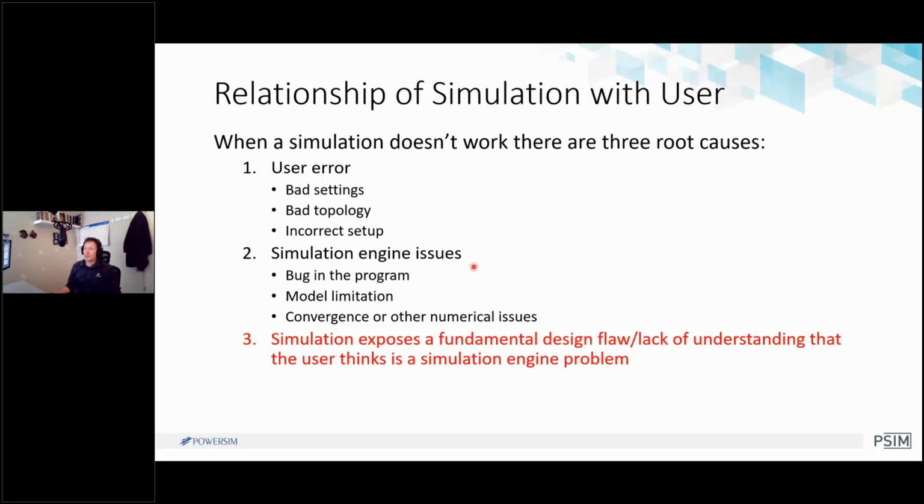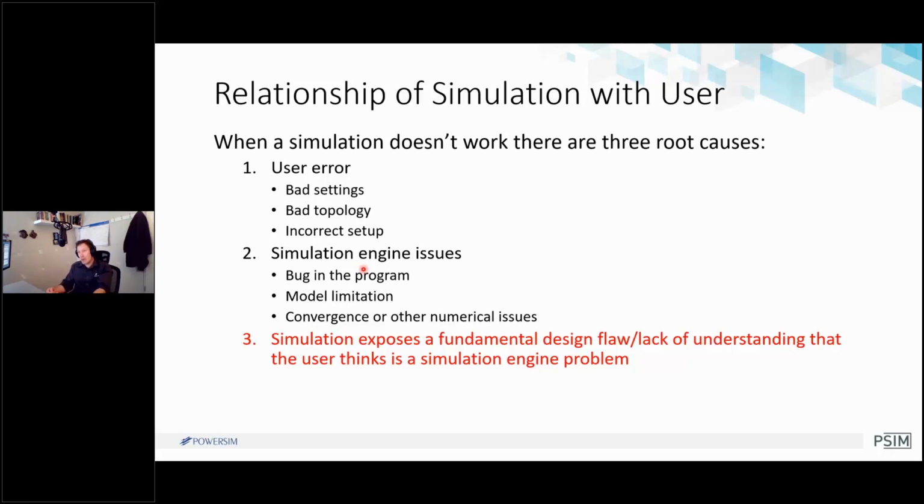And the second reason, and this one people like to blame the simulation engine quite a bit. Typically, most simulation engines are pretty good and don't have very many bugs. PSIM has been around for 25 years. LTspice has been around for a long time. SPICE in all its iterations. Simulink has been around for a long time. Plexim has been around for a long time. All of these simulation tools have been around for quite a long time.